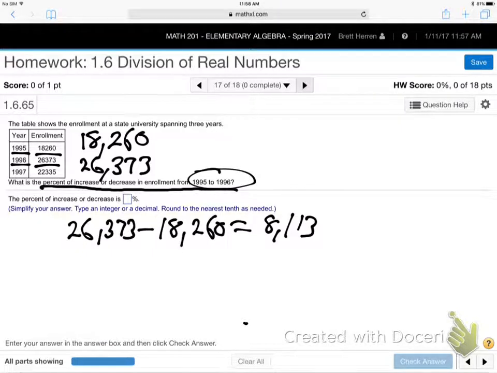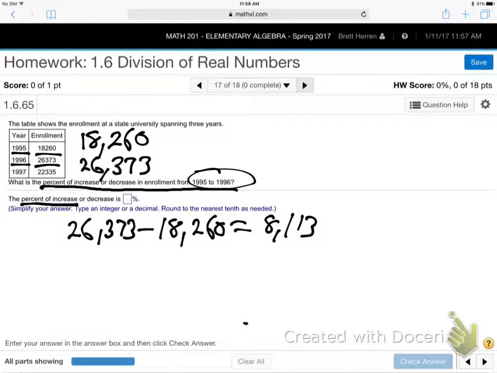8,113. That was the increase in enrollment, but that's not the whole answer yet, is it? Because what did they ask me for? Percent increase. Yeah, so what do we divide by?